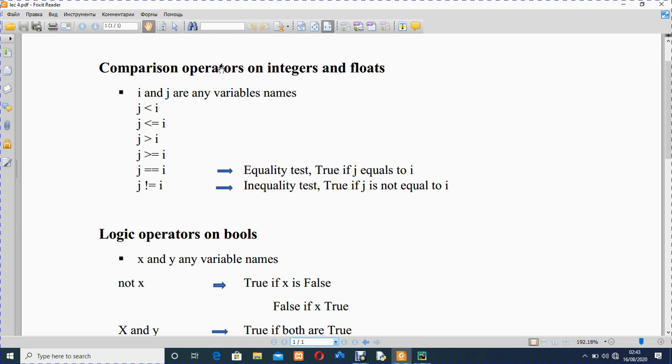Comparison operators on integers and float. For instance, I and j are any variable names. We have less than, less than or equals to, greater than, greater than or equals to, equals to, and not equals to.